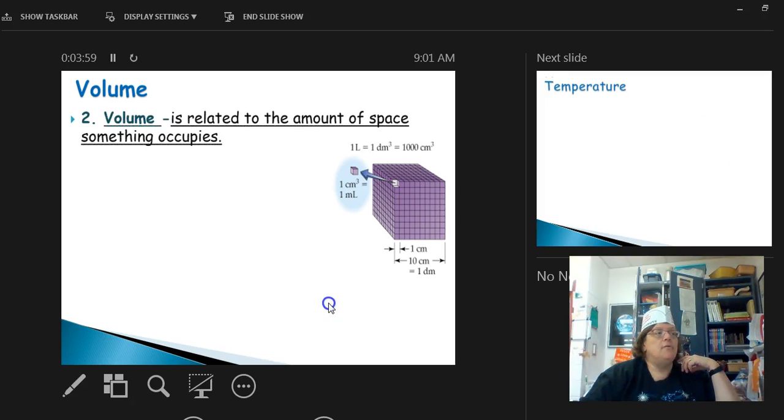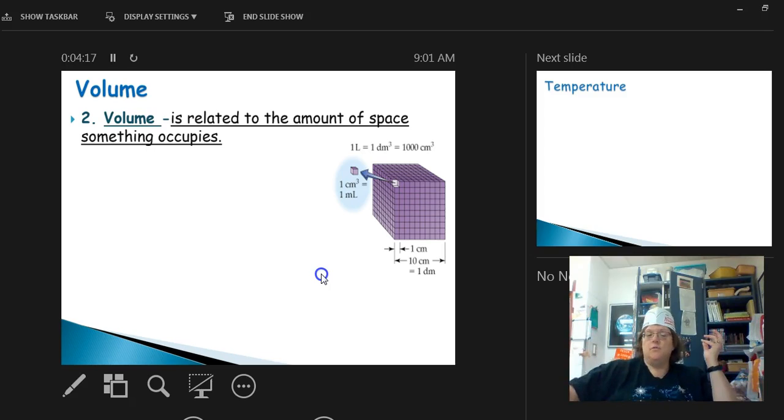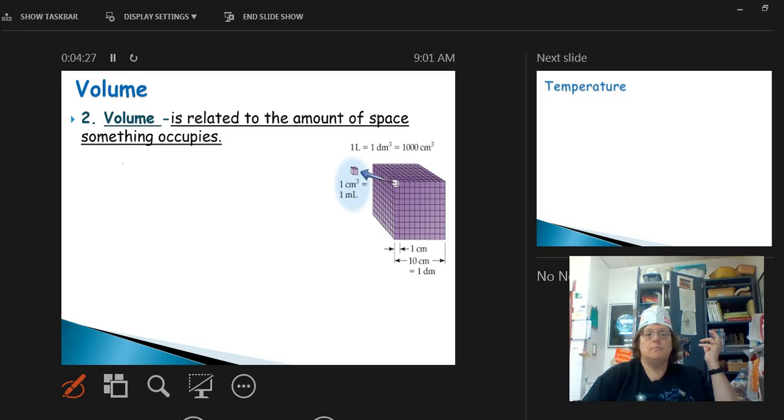All right, to talk about volume. Volume is the amount of space that something occupies. We're familiar with volume. You all know from math, length times width times height. So if you've got inches, it's going to be inches cubed. If you've got centimeters, it's going to be centimeters cubed. If you have millimeters, you're going to have millimeters cubed.